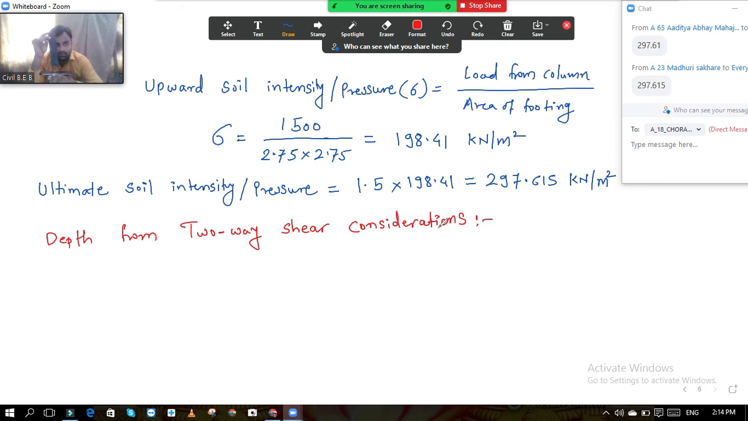Whenever this column is placed on this footing, or below the column the footing is placed, what happens? This is the contact area of both of them, so this column will try to penetrate through the footing. This column will try to penetrate through the footing, to go across it. Okay, and what is its area of penetration? It is at a distance of d from the face of the column at all four sides.